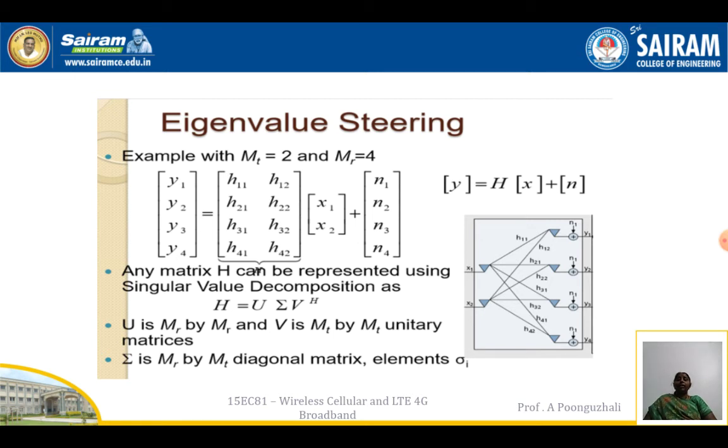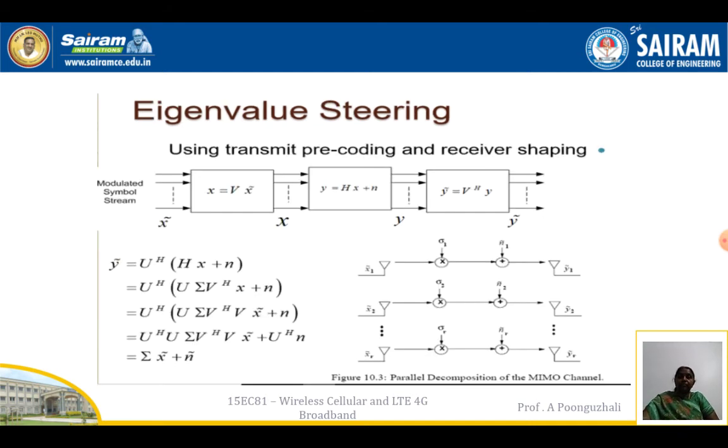Here any matrix H can be represented by a singular value decomposition as H is equal to U Sigma V power H. Here U is a unitary matrix of size MR by MR, and V is an MT by MT unitary matrix. Sigma is an MR by MT diagonal matrix with elements sigma i.